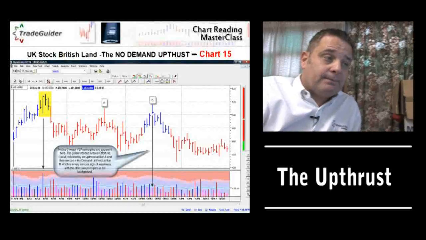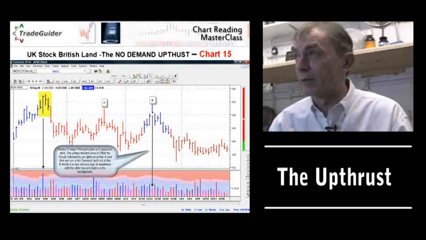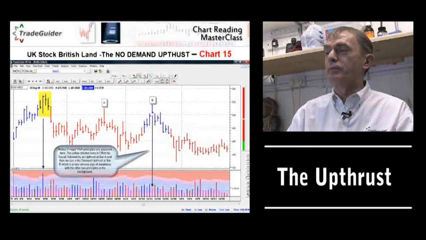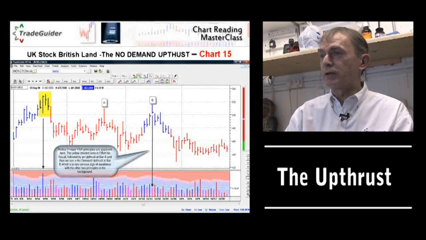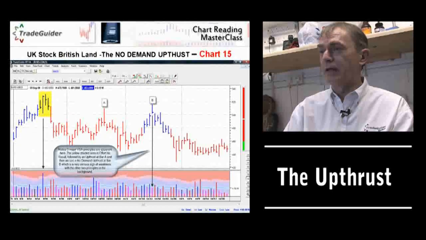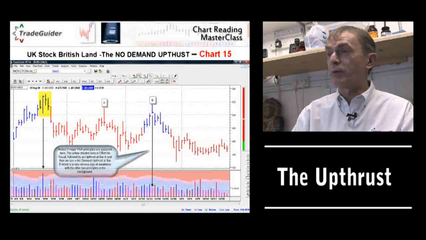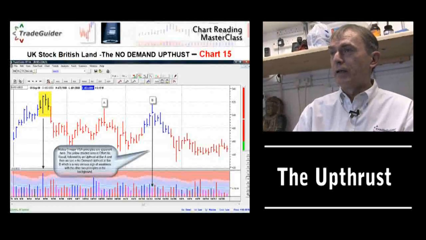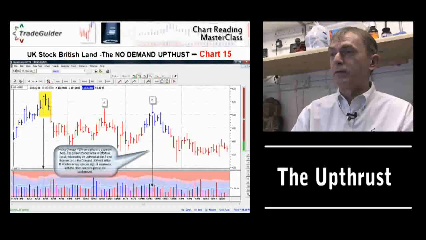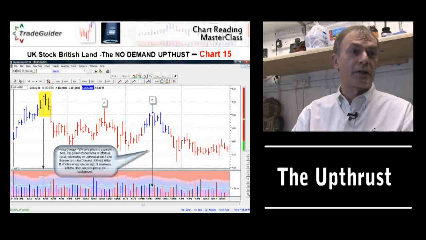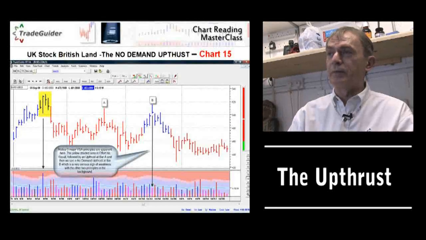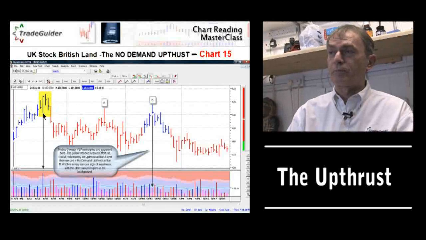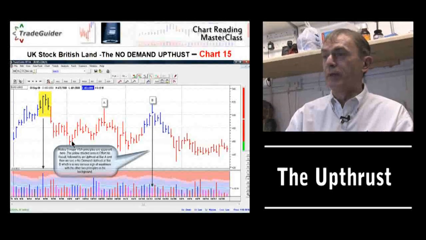Well, this is one of the largest UK property companies, British Land, which has been around for, I think, over 100 years. And if you look at the yellow area on the left of the chart, you can see Gavin has highlighted the up bar, which is on a very wide spread. It's closed right up near the highs on ultra high volume. Now, if that was all buying, you wouldn't then expect the next bar to be down. So the fact the next bar is down is telling you there must have been supply on that bar. And as you can see, the market then comes off from there.